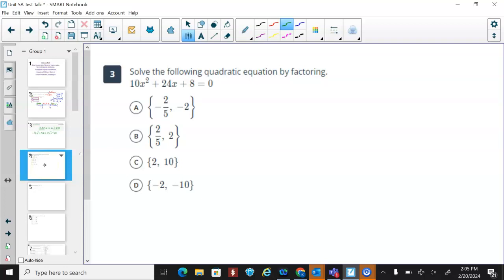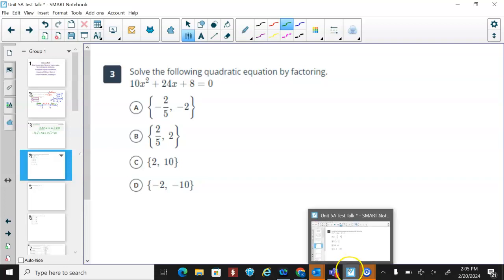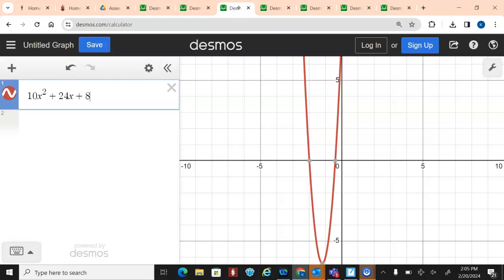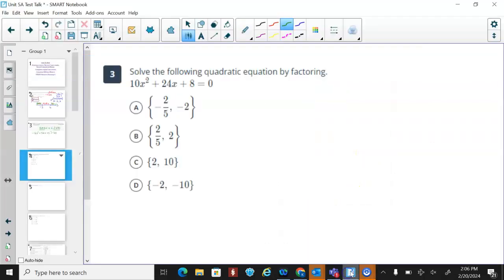All right, so here it says solve the following quadratic equation by factoring. Again, you have to show work, but follow Desmos to check your work. So first, I like to graph it to see what my answer possibly is. If I graph it, this is the equation. My two intercepts, my two solutions are -2 and -0.4. -0.4 is -2 divided by 5, okay? So I know that my answer should be A.